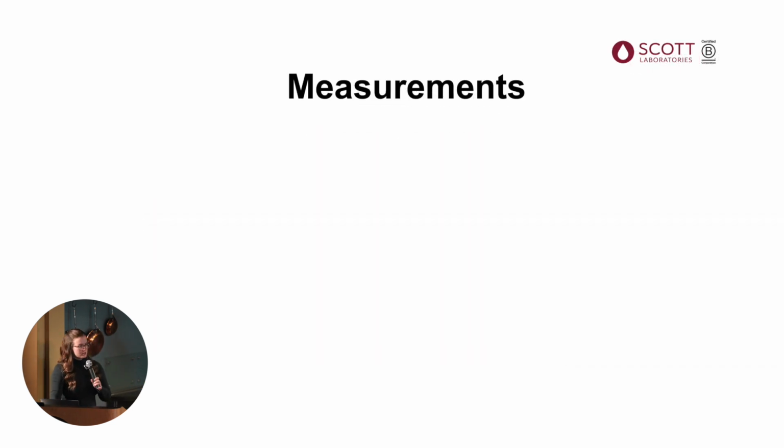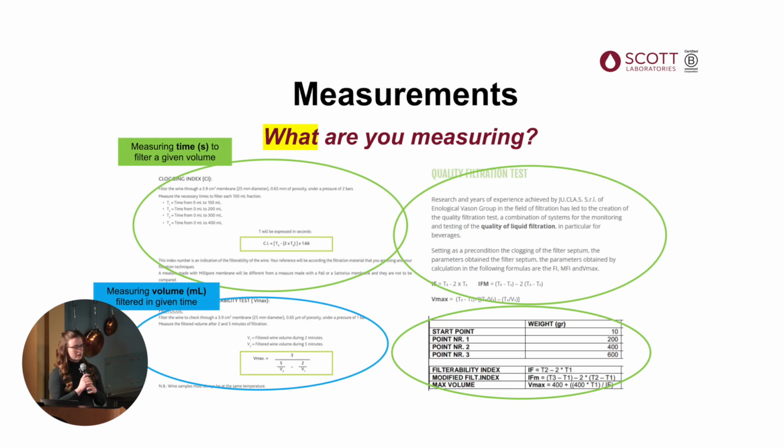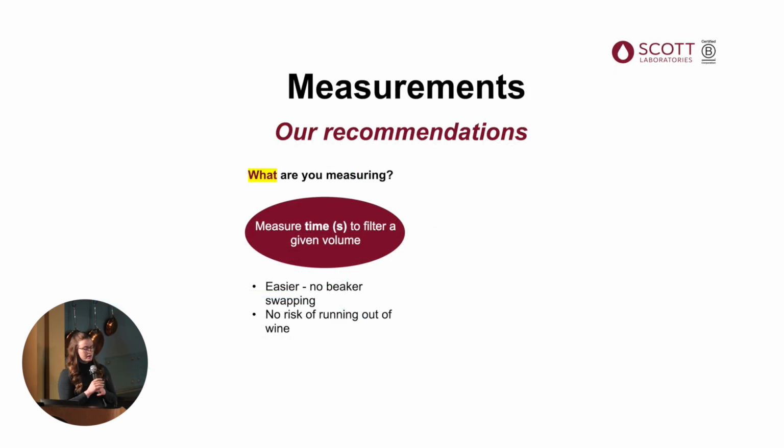Okay, so now let's talk about all the different measurements that are out there. What are you measuring, and when are you taking those measurements? Again, back to our collage of all the different things that people recommend. In green, these people are measuring time, so their measurements are the time it takes to filter a given volume. And then in blue, we have the opposite: you're taking measurements of volume that are filtered over a given time. And spoiler alert, we recommend measuring time to filter a given volume.